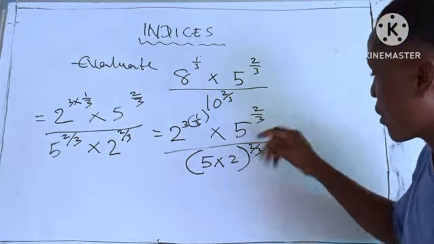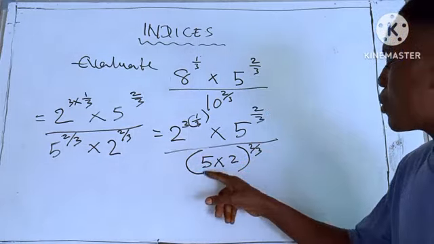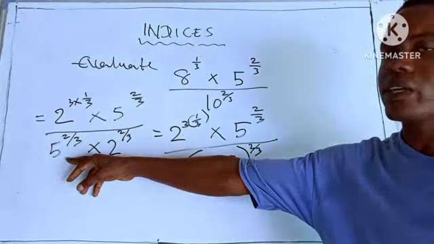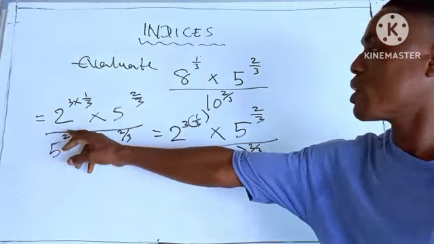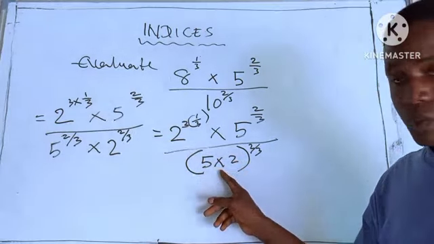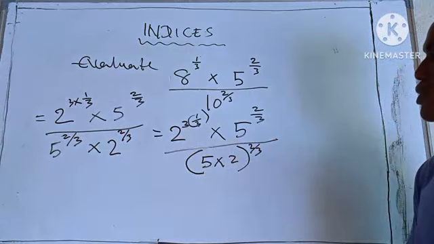This number, this one is affecting all of them. Are you getting it? So see, it's affecting all of them. Then we can write it in this form. Are you getting it? 5 raised to power 2 all over 3. At the same time, the middle is multiplication now. So you write it. Then 2 raised to power 2 all over 3.